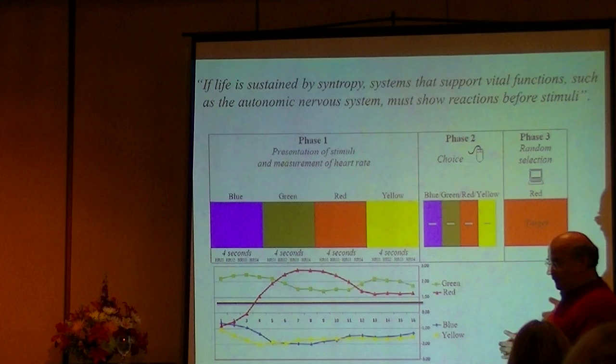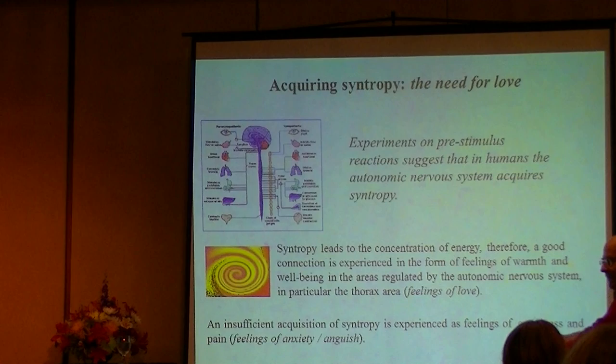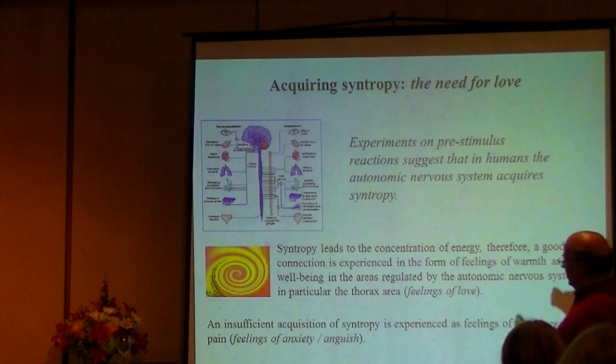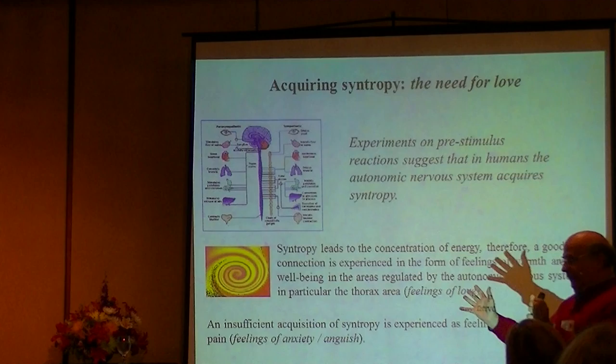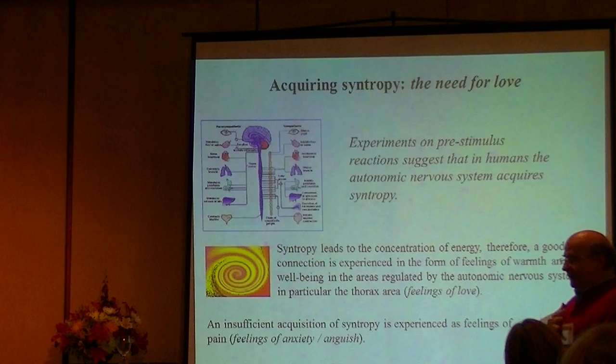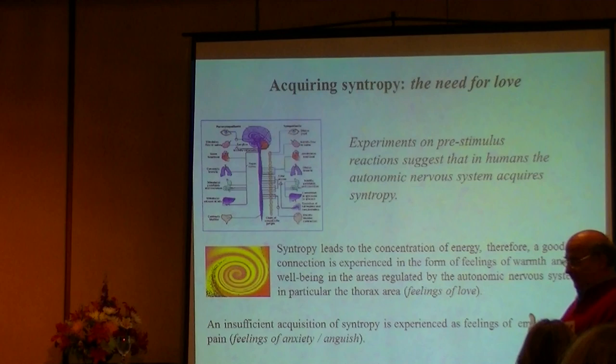And these experiments have been done in many different ways to check if results could be explained in different ways. Now, what we get to is that the autonomic nervous system, in a way, acquires this backward in time energy, which is a converging energy that we feel as a feeling of warmth in this area of the body, but associated also to feelings of well-being because it nourishes the vital functions of the body.